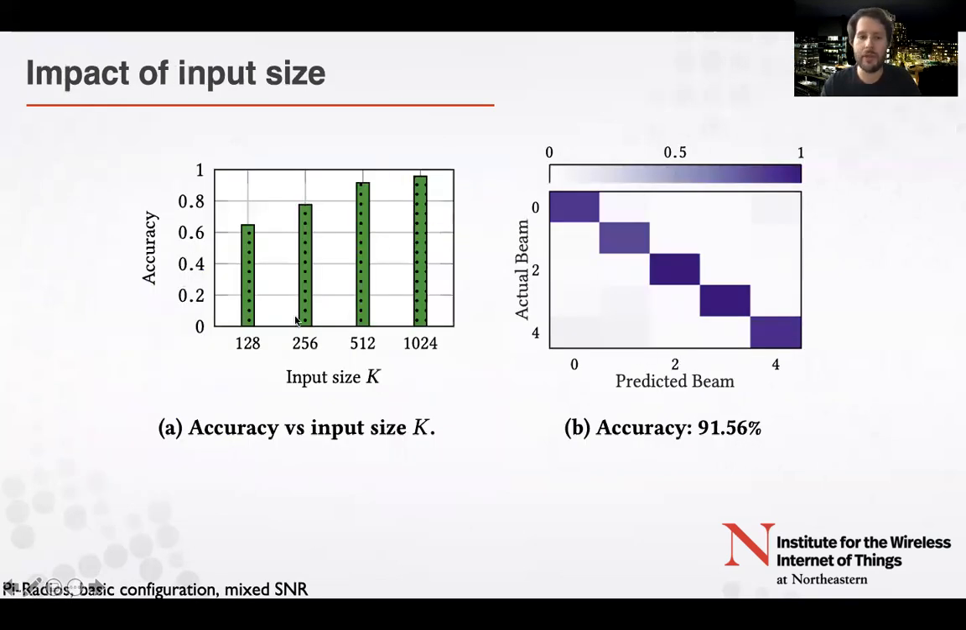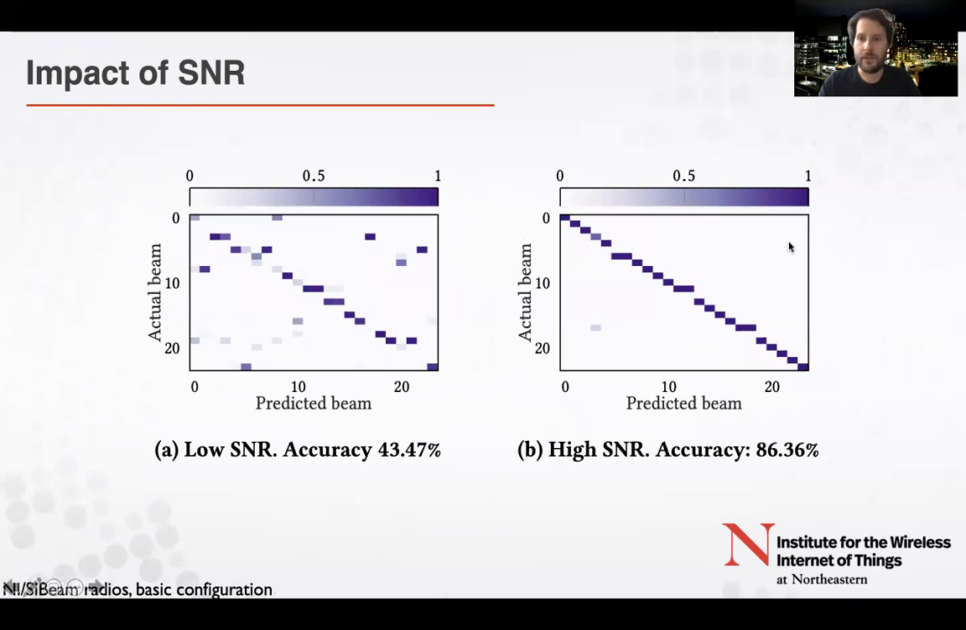We also evaluated the impact of the input size. This is, for example, what we can achieve on the PyRadio 5-beam dataset, which achieves an accuracy as high as 91.56%. We evaluated the impact of the SNR, with the previous results being mixed SNR: low, medium, and high. Of course, as expected, with low SNR the accuracy decreases, but this can be compensated, for example, by first doing the angle of arrival adaptation step and then the transmit beam classification, which will lead to a high SNR situation in which the accuracy is very high.